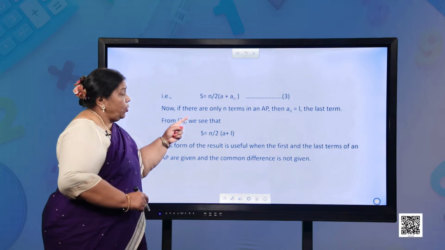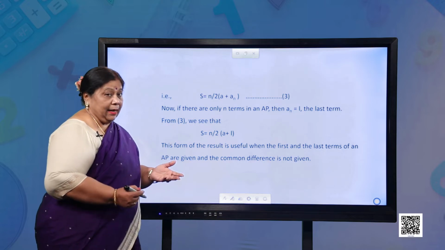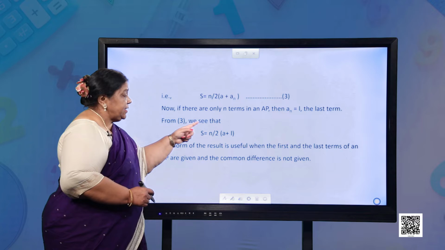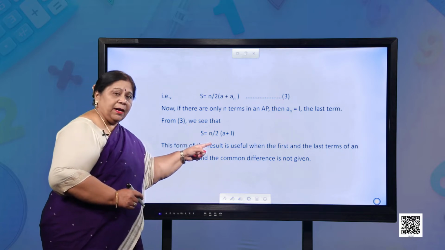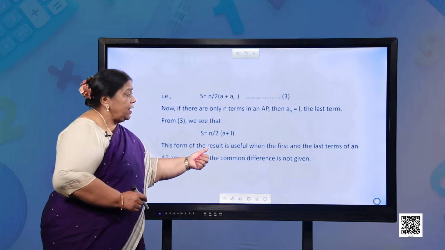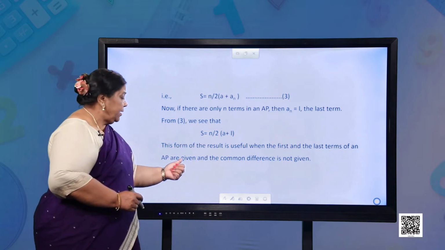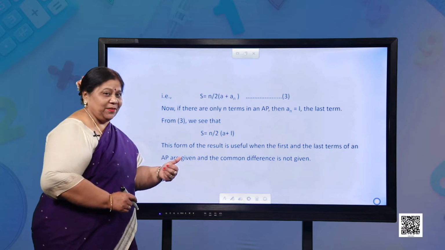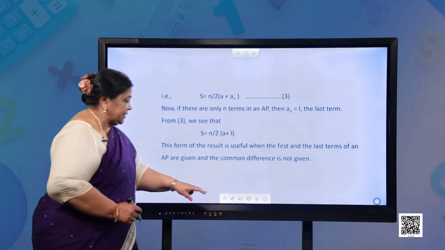Now, if there are only n terms in an AP, then a_n is equal to l, that is the last term. From equation 3, we see that S is equal to n upon 2 into a plus l. This form of the result is useful when the first term and the last term of an AP are given and the common difference is not given. So, let us make use of these and solve some of the questions.